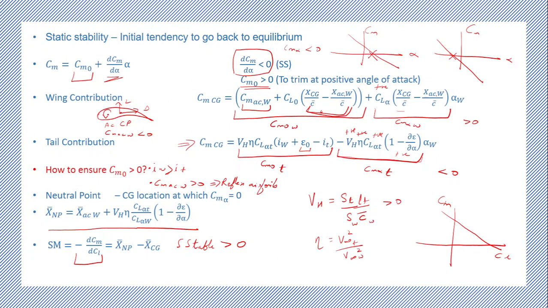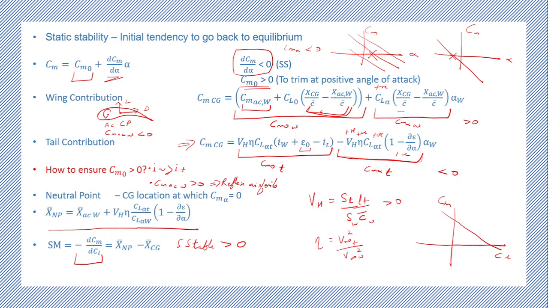Okay. Yeah, so the change in the tail setting angle or wing setting angle will not affect the static stability in any way. It will only change the Cm naught values. Okay, it will not change the slope. It will only change the intercept. So what it will do is it will shift this line above or below, but it will not change the slope.